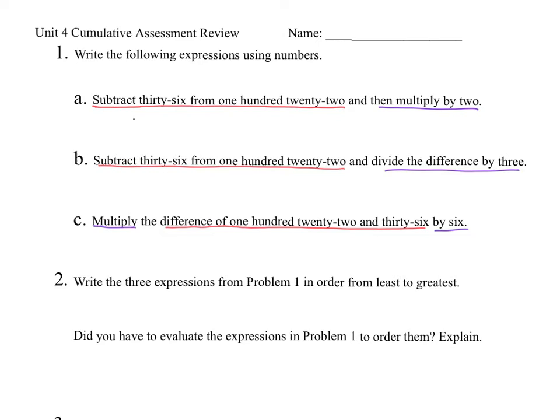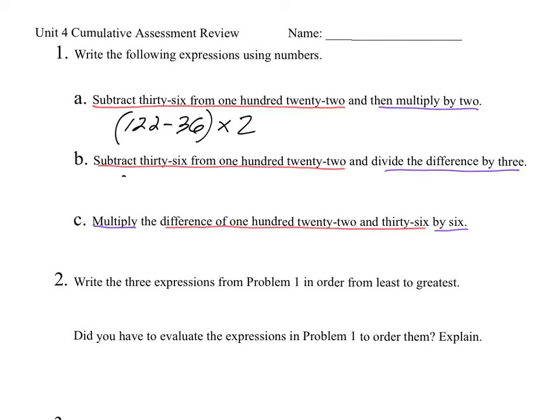Take 122 minus 36, we put that in parentheses. Okay, and then we multiply it by 2. In purple, you'll see that I separated that problem there through B and C as well.